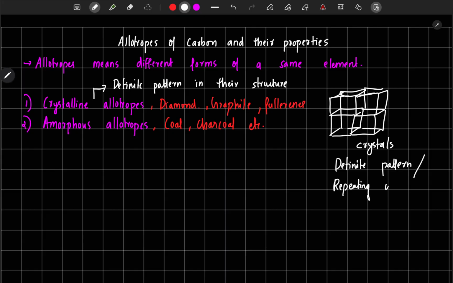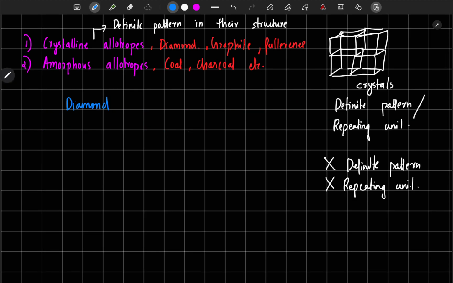But whenever we say amorphous, they do not have a definite pattern. They also do not have any repeating unit in their structure, or lattice. So just understand, carbon has different allotropes. The main allotropes that we are studying are diamond, graphite and fullerene, but carbon can also have amorphous allotropes like coal, charcoal, etc.